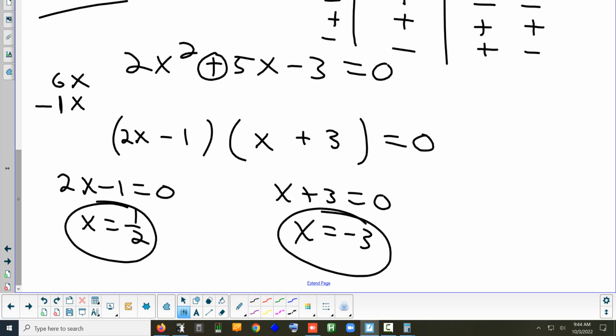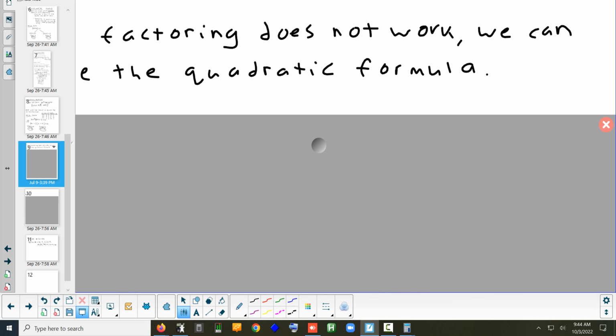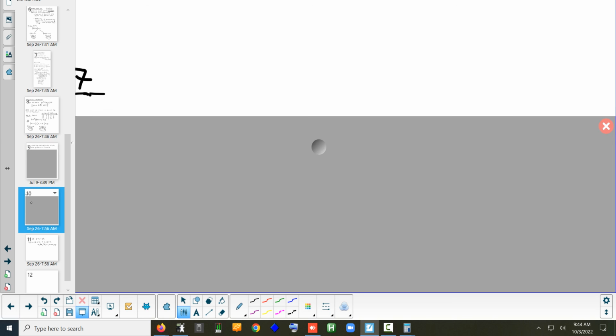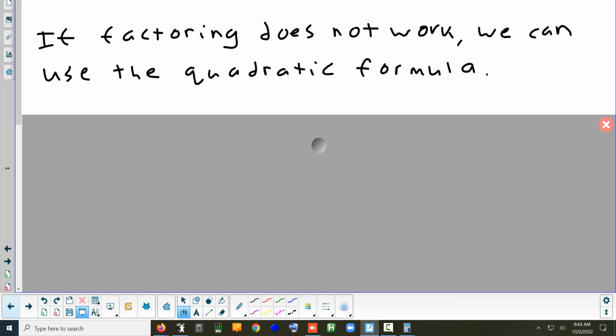Okay. Any question on that? So that's factoring. In Algebra 1, I spent 2 or 3 days on it. We're not going to spend 2 or 3 days on just that. That's how you can factor. Now, sometimes you can't factor. And if you can't factor, then what we can use instead is the quadratic formula. And this is the last thing.